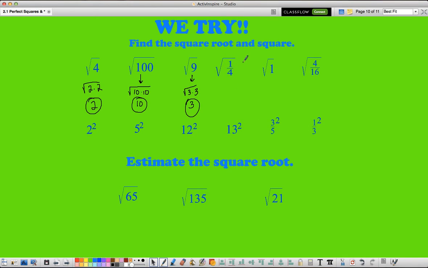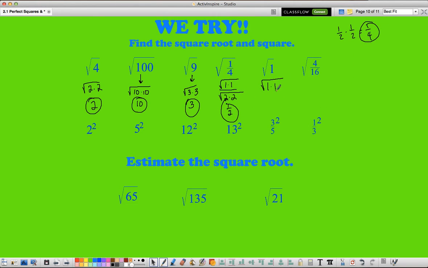And then now when I'm working with fractions, what I have to look at is each piece of the fraction. So I'm basically looking at the top and the bottom. So I know that 1 times 1 gives me 1, and that 2 times 2 gives me 4. So in this case, the square root of 1/4 is 1/2, and you can double check that by multiplying 1/2 by itself, and you get 1/4.